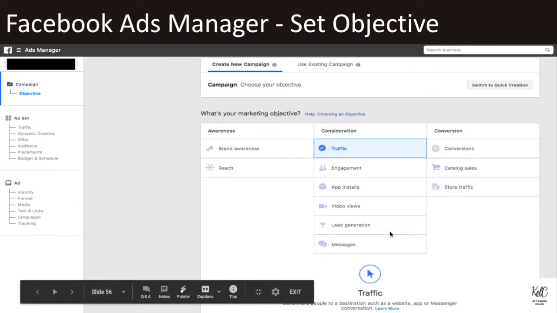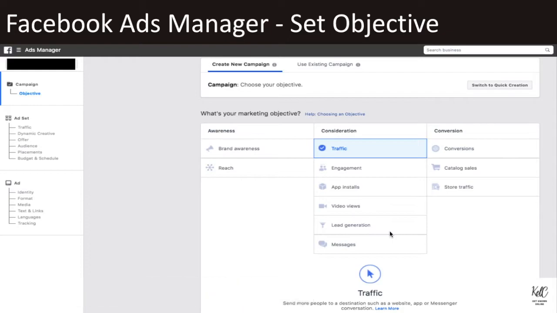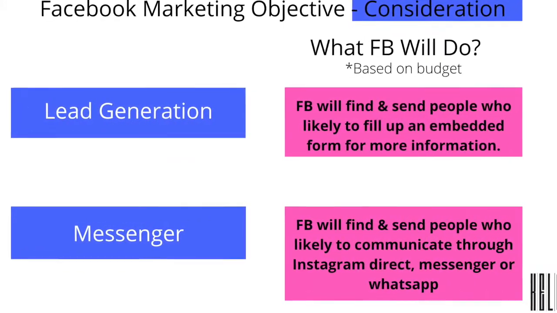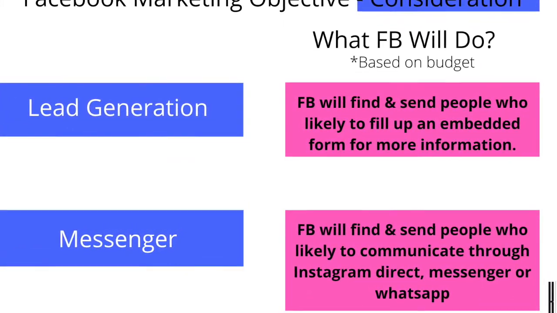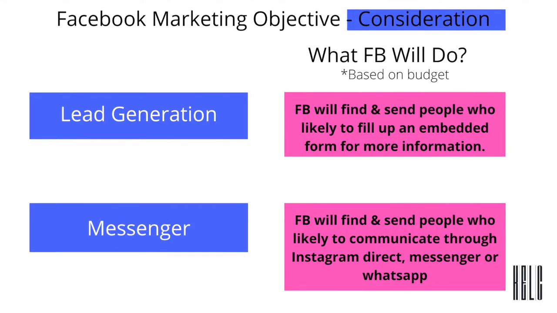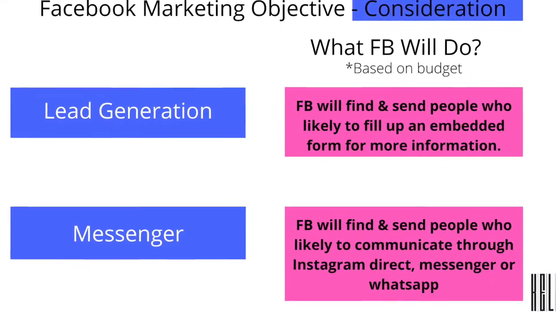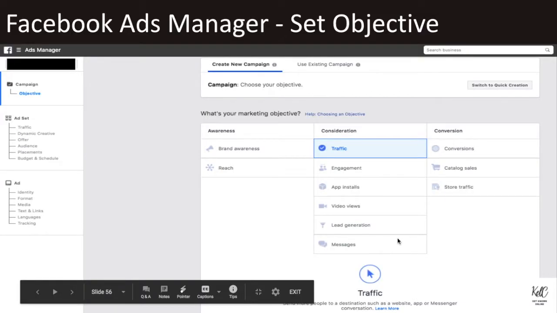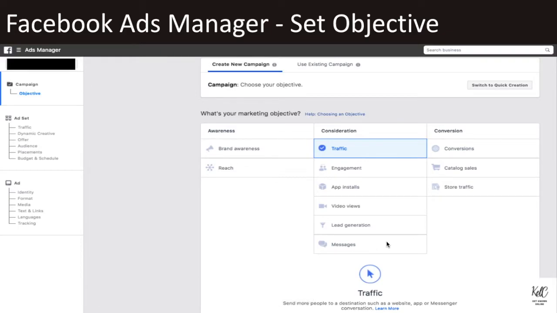And then what is lead generation? Lead generation is very suitable for those people who don't have a website. There is an embedded form inside Facebook which allows people to register and put in their name so that they can get more information from the advertising. The last one is messages. If you want those people who message you through WhatsApp or Messenger, then you must go for messages. All of this actually depends on what you want them to do.